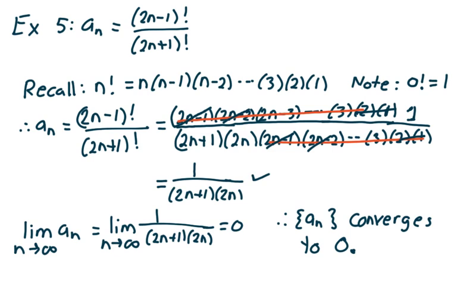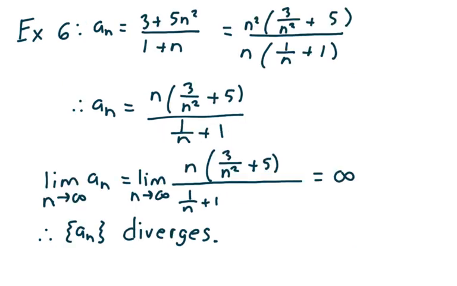And if I look at the limit as n goes to infinity of a sub n, this is equal to the limit as n goes to infinity of 1 over (2n plus 1) times 2n, and that's equal to 0. And so therefore, the sequence a sub n converges to 0. Example 5. Now, let's take a look at example 6.